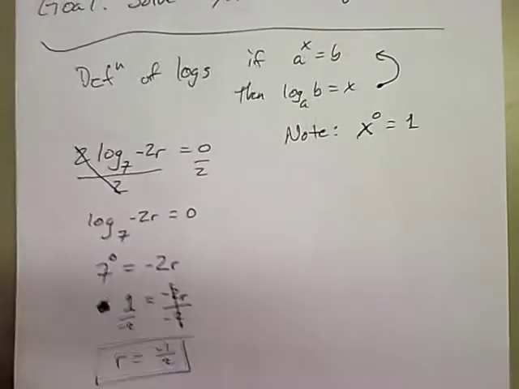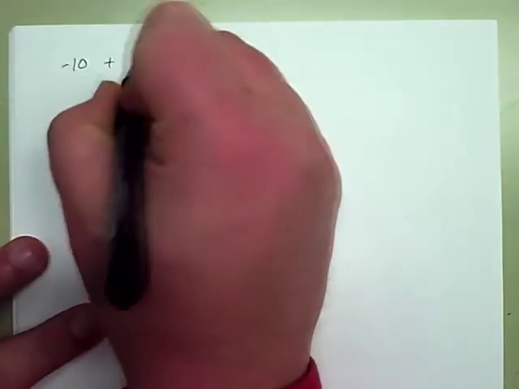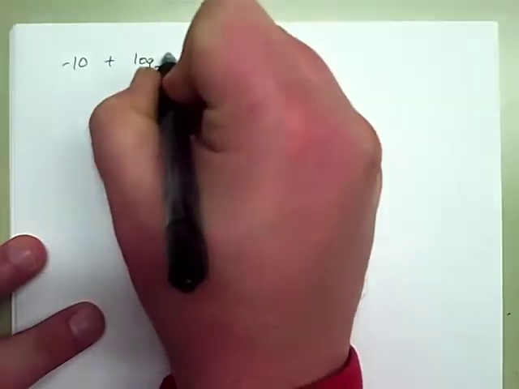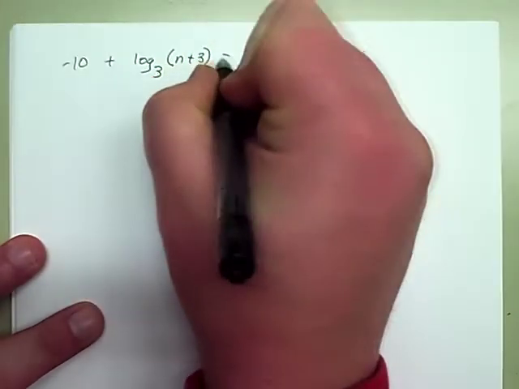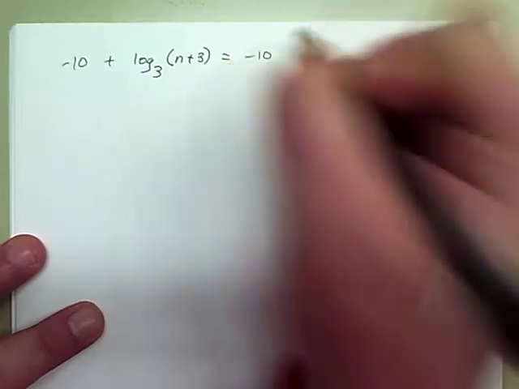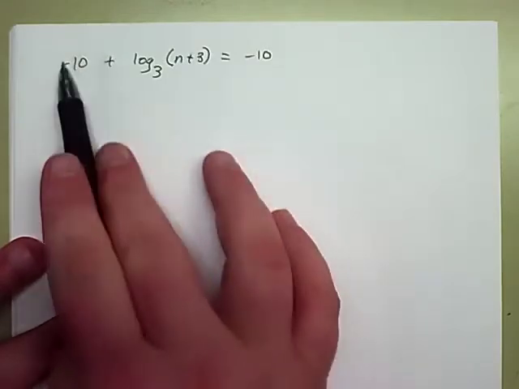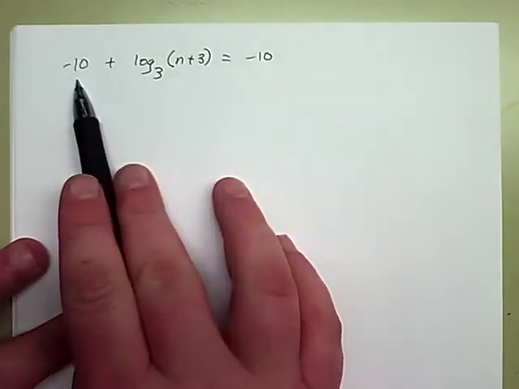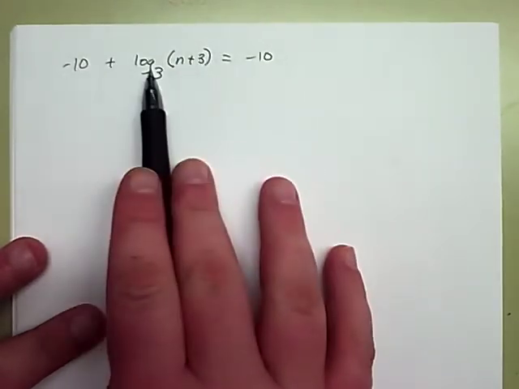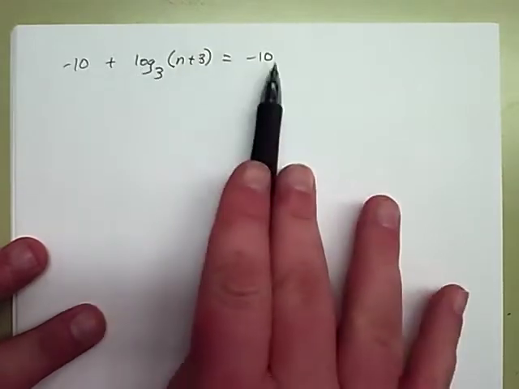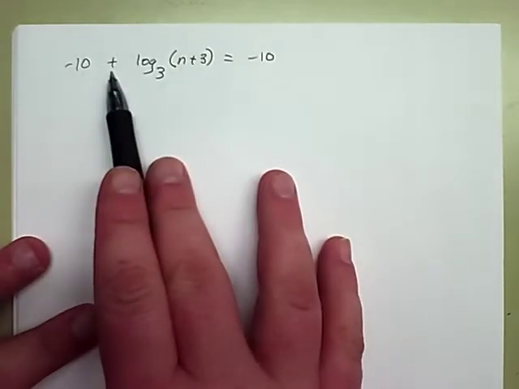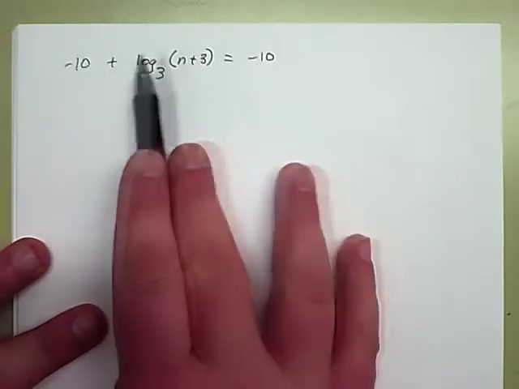All right, let's try another one here. What happens if I have something like negative 10 plus log base 3 of n plus 3 equals negative 10? All right, so I have a logarithm, but I also have this negative 10 hanging around too. So I have logarithms on one side and not the other. Here in this instance, what I'm going to do is get this logarithm by itself.